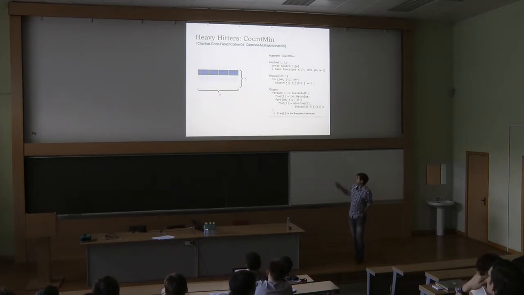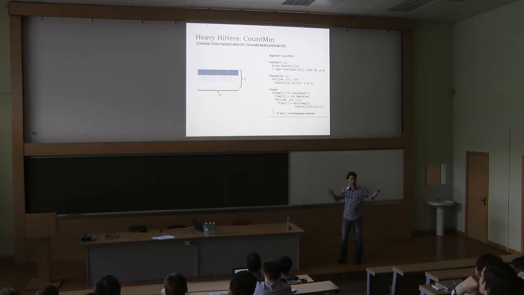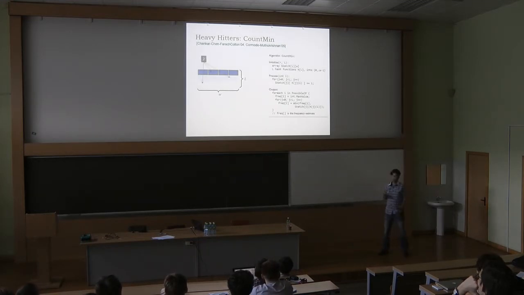For each row, we'll have a hash function, from our universe into W columns. So how does the algorithm work? We look at the stream. At the beginning of the day, we have seen nothing. We see element 2, IP 2. We say, okay, we'll update our sketch to reflect the fact that we have seen 2.